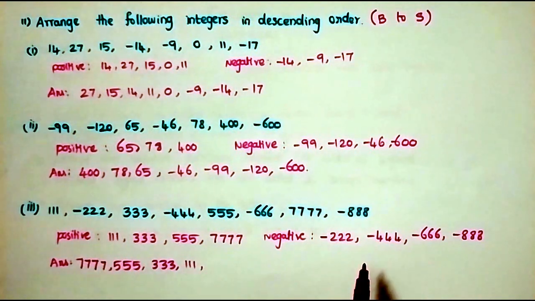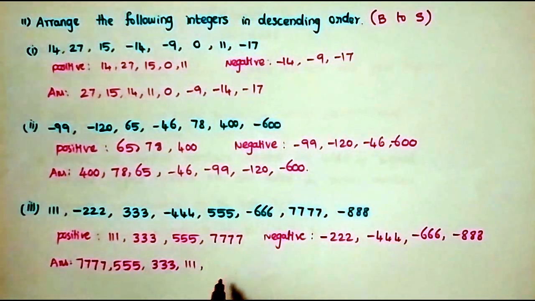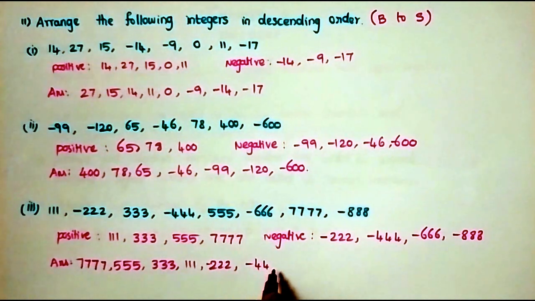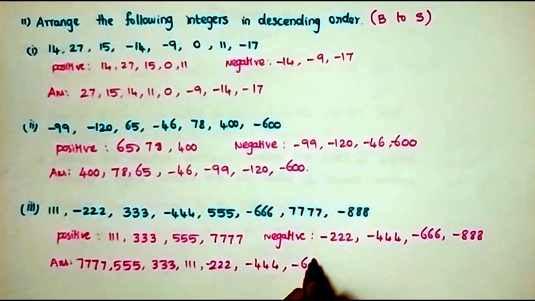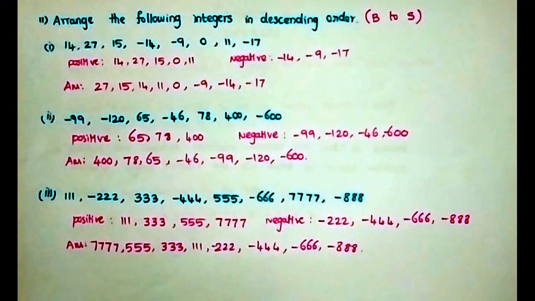In negative, which one is the biggest one? Minus 222, minus 444, minus 666, minus 888. That is the answer. Here exercise 2.1 is over.